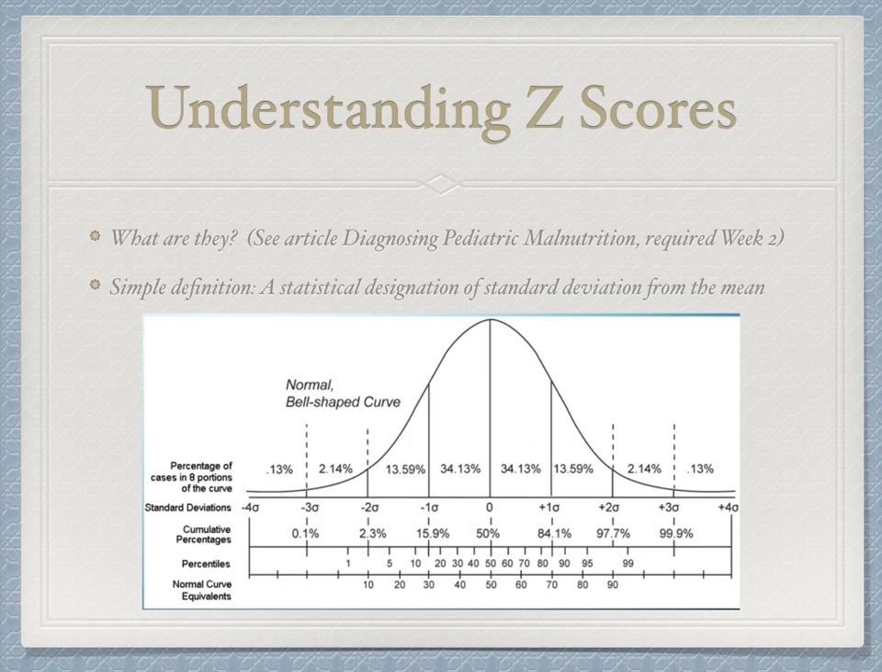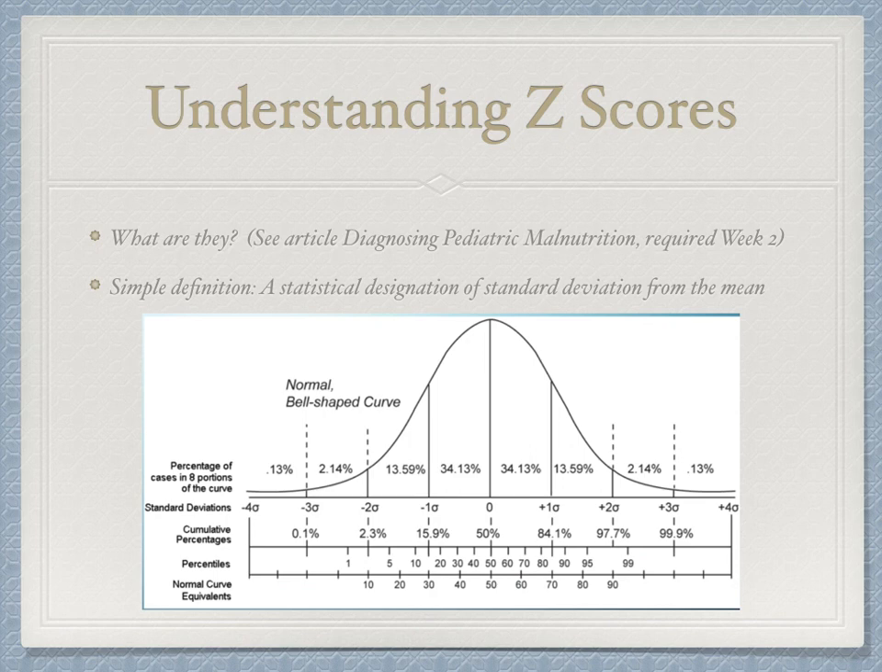In looking at the bell curve below, you can see for the standard deviations, the numbers -4, -3, -2, -1, 0, +1, +2, +3, and +4. Those are the Z-scores. And above that, you can see the population distribution that falls into those Z-scores. Below, you can see the percentiles that are equivalent to those Z-scores.